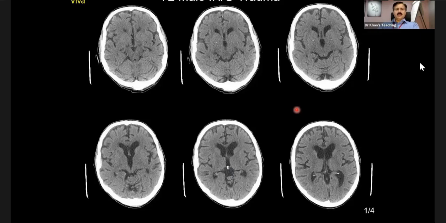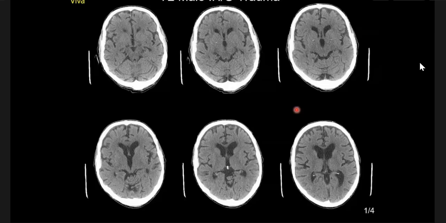History of trauma. Is there a hematoma there? There is a small subdural hematoma along the right parietal region, just at the region of the sylvian fissure. I can see it better in the first and middle image in the bottom row.